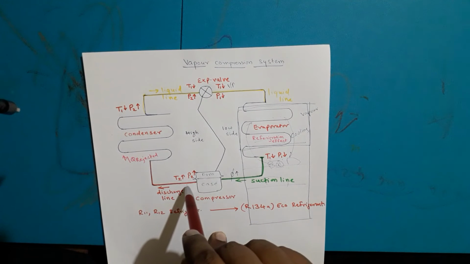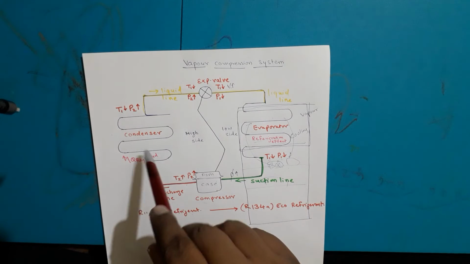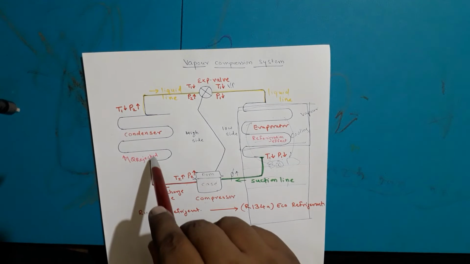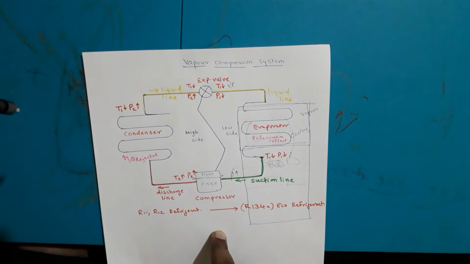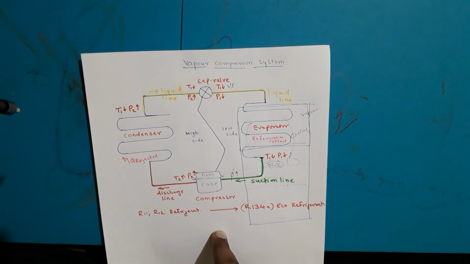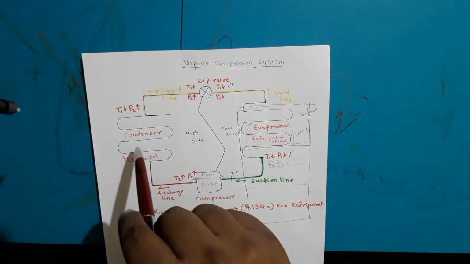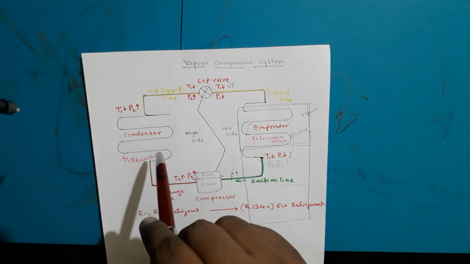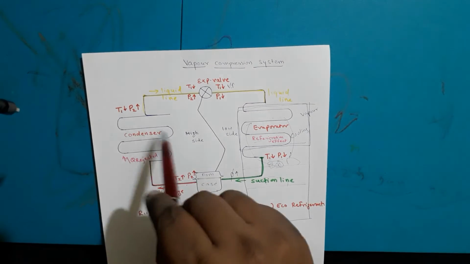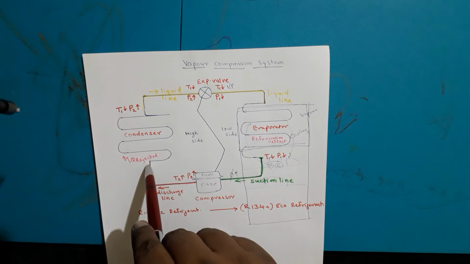Now these lines are given to the condenser, carrying high pressure, high temperature vapors. Now we'll come to the condenser. What is a condenser? As the name indicates, the condensation process is going to occur in this area. Heat is rejected.